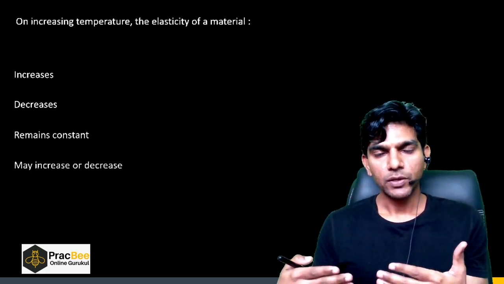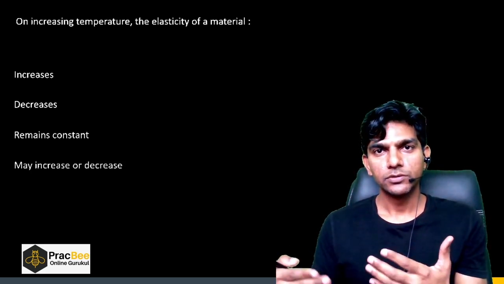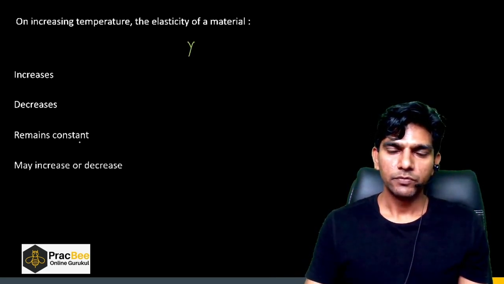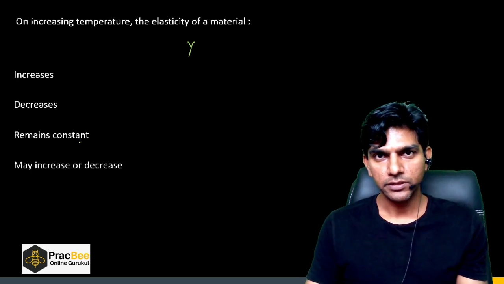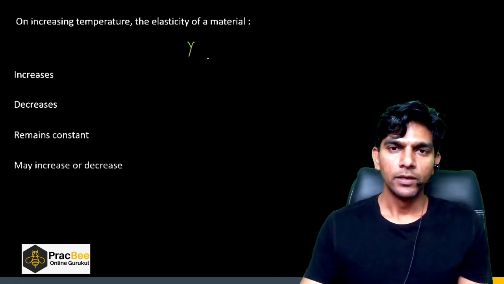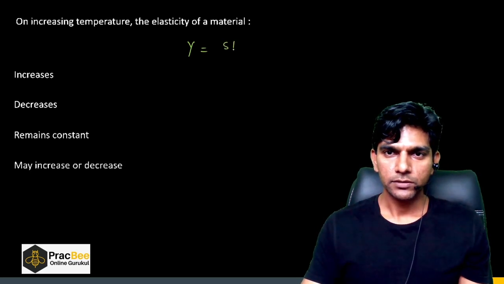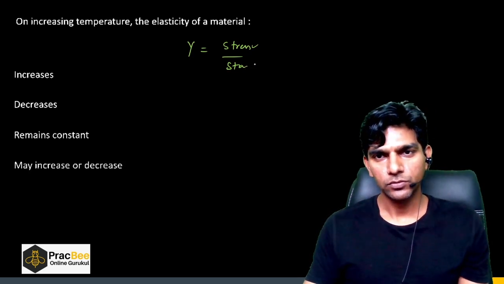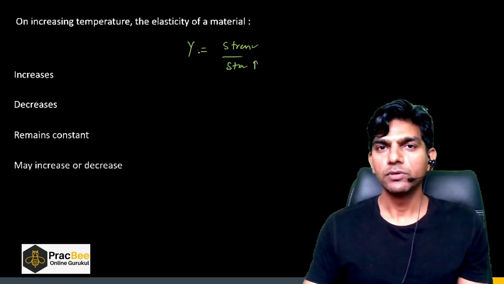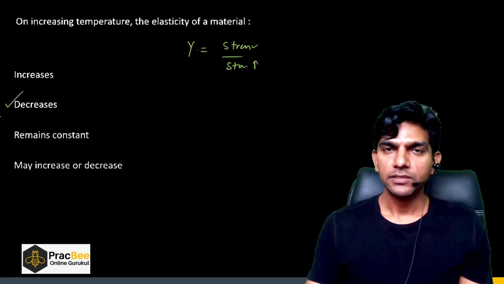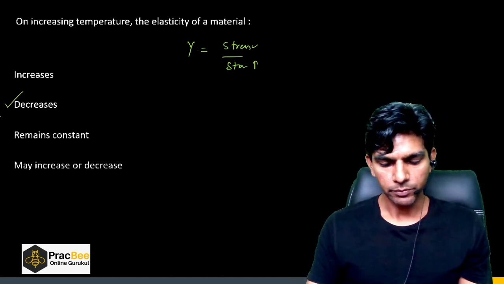For the same amount of stress, the strain produced will be more. And we know that we measure elasticity by the modulus of elasticity. So I have a rod, and Young's modulus is stress by strain. For a given stress, the strain will be more, so Young's modulus will decrease. So we can say elasticity will decrease as we increase the temperature.